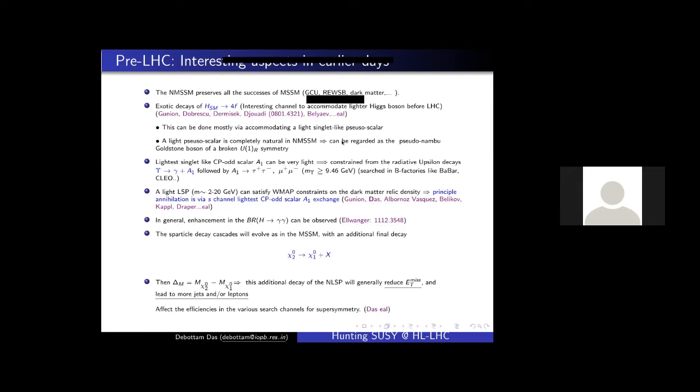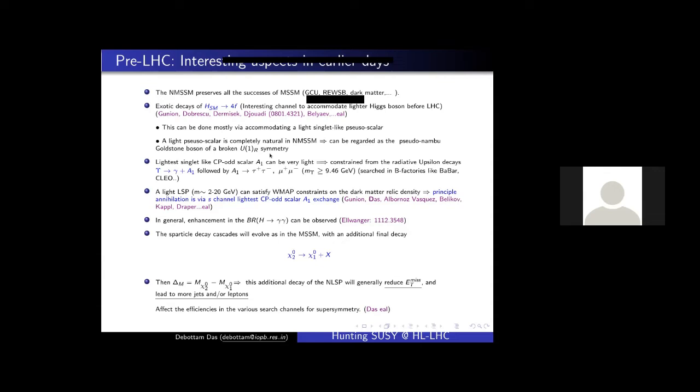So here we'll often talk about this light pseudoscalar, whose mass value can be from a few GeV up to 100 GeV or so. It can be completely natural in the NMSSM because it can be regarded as the pseudo-Nambu Goldstone boson of some broken U(1) Peccei-Quinn symmetry.